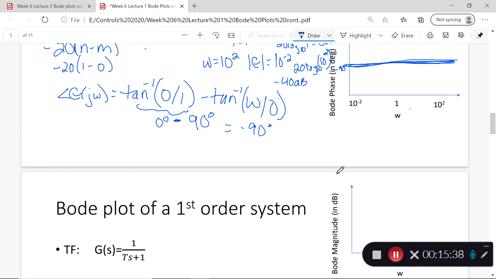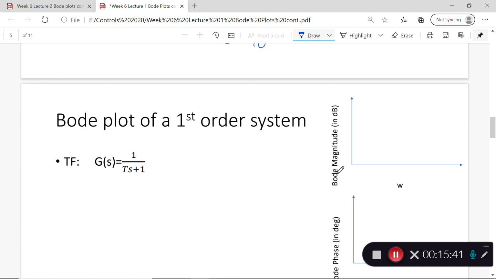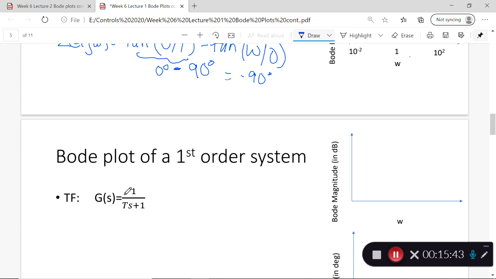Okay, let's make our system a little more complicated and do a first order system. So now if my transfer function is 1 over some constant t times s plus 1, where do I have a pole here? I have a pole when s equals negative 1 over t, right? It's when the denominator equals 0. My transfer function to plug in for frequency is going to become 1 over t omega j, plugging in for s j omega, plus 1.